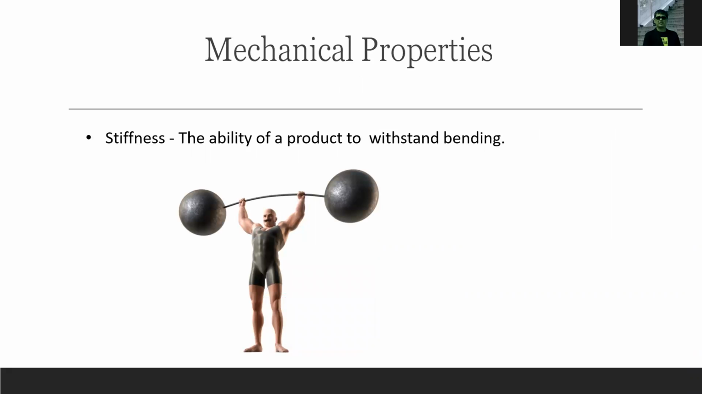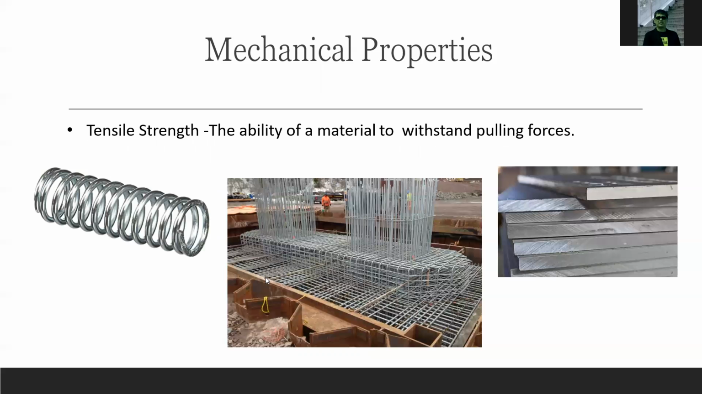Another mechanical property is stiffness, the ability of a product to withstand bending. So this is another property of metal, stiffness. Another mechanical property is the tensile strength, the ability of the material to withstand pulling forces. These are used for springs, for metal tensile sheets, and reinforcing bars. Those are metals that have high tensile strength.